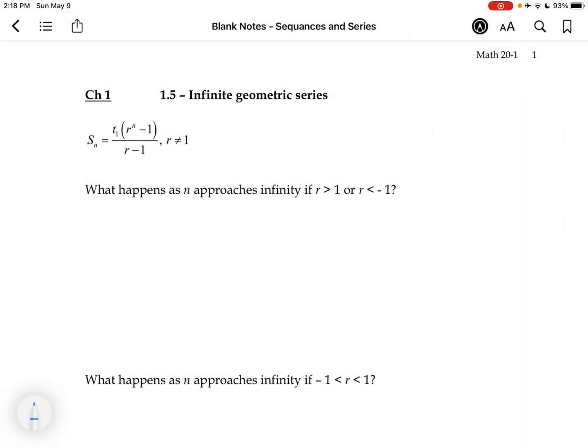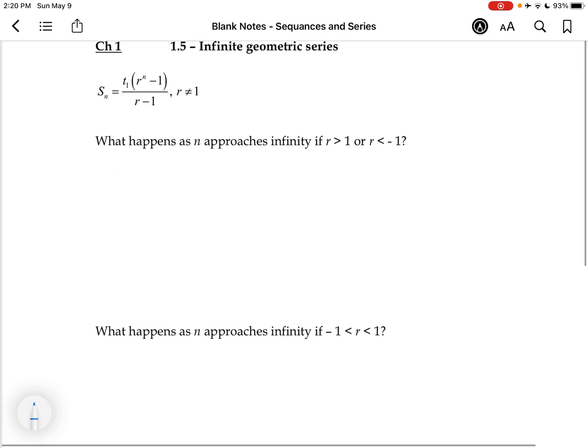Hello everyone. Today we are going to finish off our unit on sequences and series, and we're going to discuss infinite geometric series. An infinite geometric series is a geometric series that goes on forever and ever. We're going to essentially add infinite terms of a geometric sequence. Before we actually dig into what that means, we're going to do a little bit of an exploration.